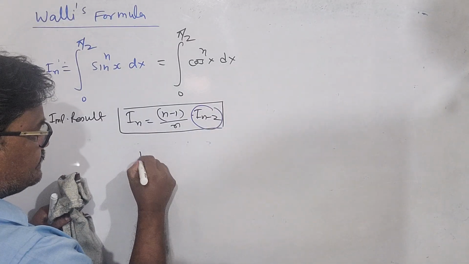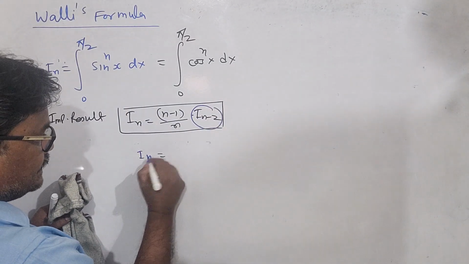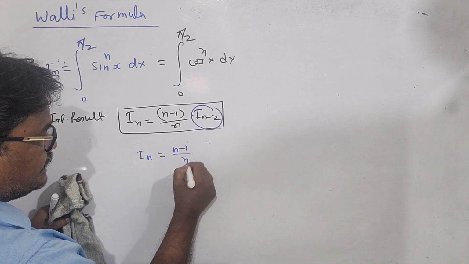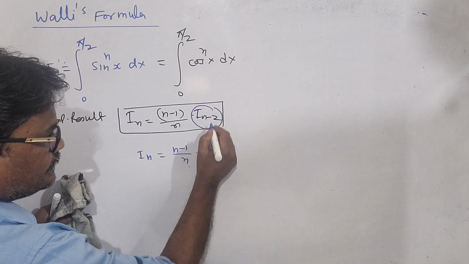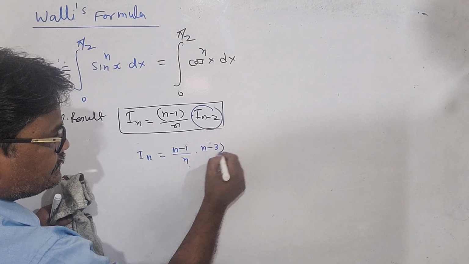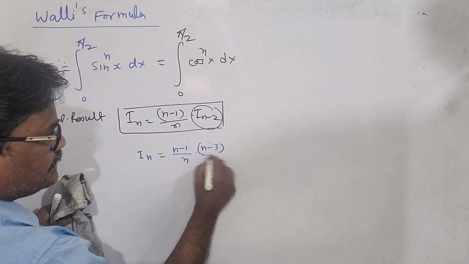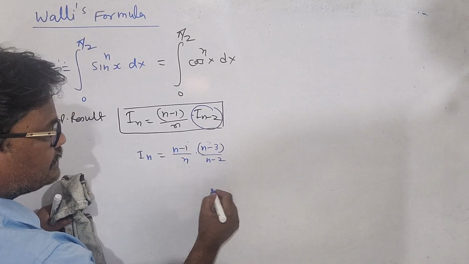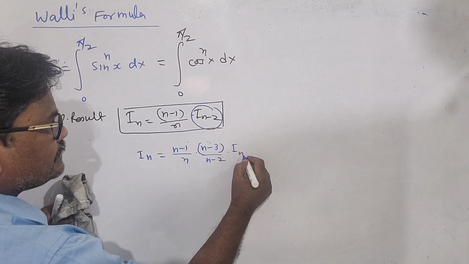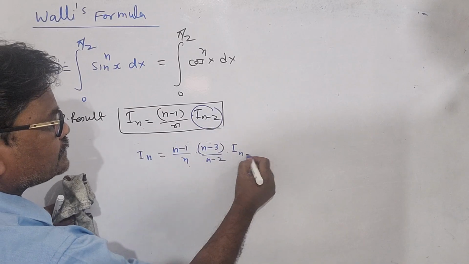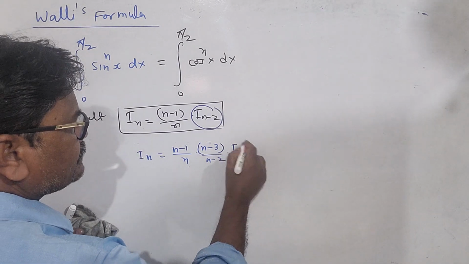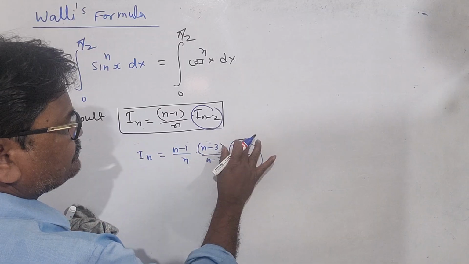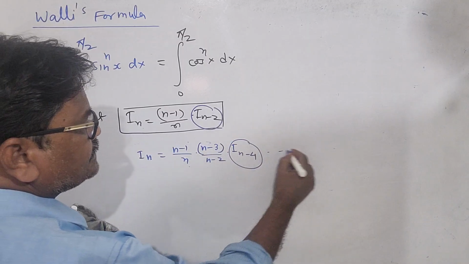In is (n minus 1) by n times I(n-2). N is here, n minus 1 is here. So therefore for I(n-2), I can write n minus 3 from here, and whatever there, n minus 2 will come here. And this is In, then I(n-2), this is I(n-4). Correct? Similarly, now I can write here n minus 5 divided by n minus 4. And like that the things will go.